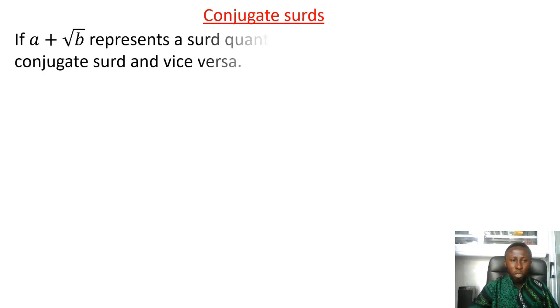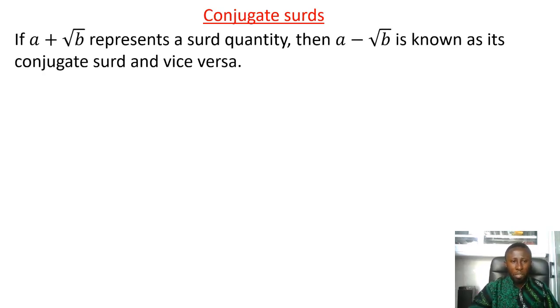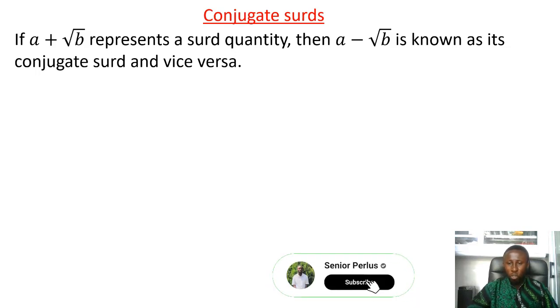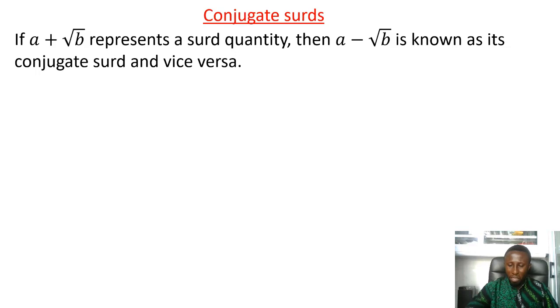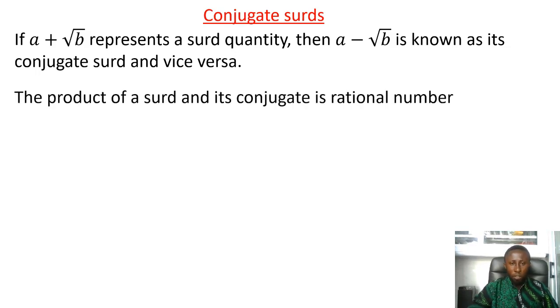So with the conjugate of surds, if A plus root B represents a surd quantity, then A minus root B is known as its conjugate surd, and vice versa. So A plus root B, then its conjugate will be A minus root B. It's the sign that will change here. So if it is A minus root B, it will be A plus root B. That's the conjugate of a surd.